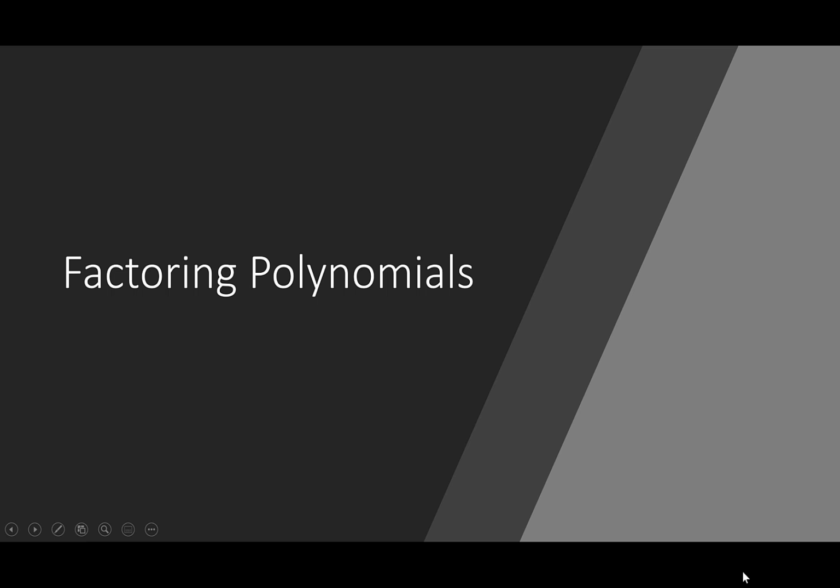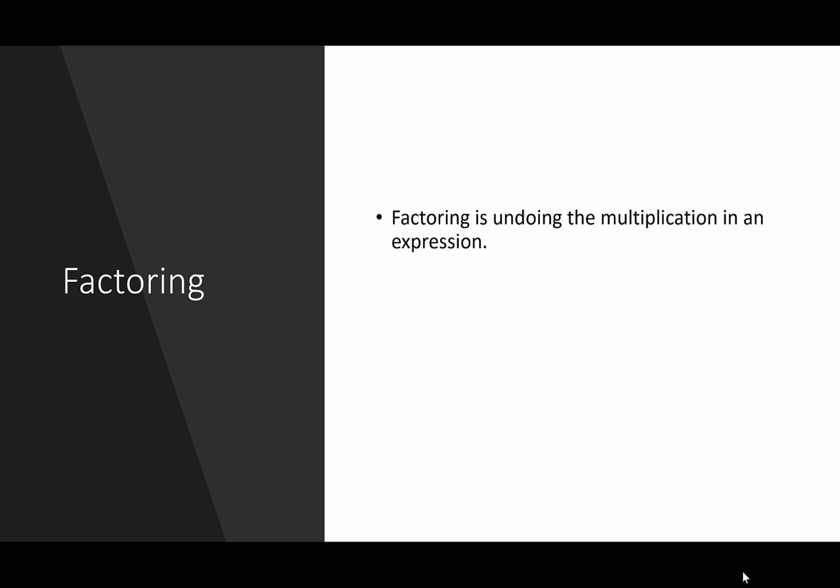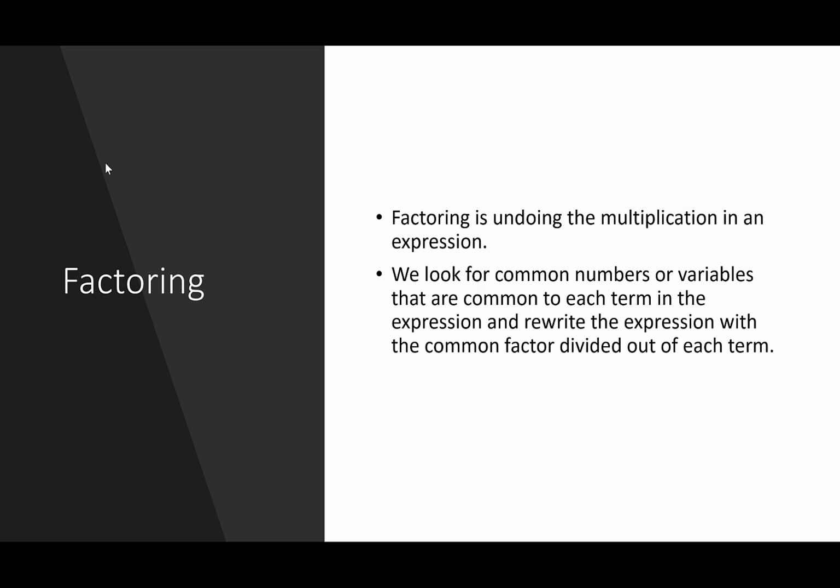Hi everybody, today we're going to talk about factoring polynomials. Factoring is undoing the multiplication in an expression. We look for common numbers or variables that are common to each term in the expression and rewrite the expression with the common factor divided out of each term.